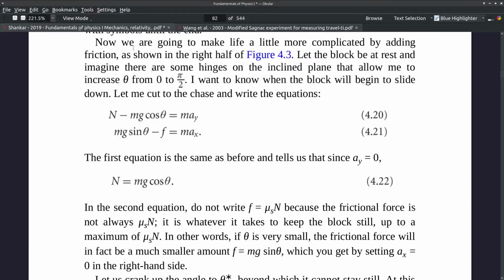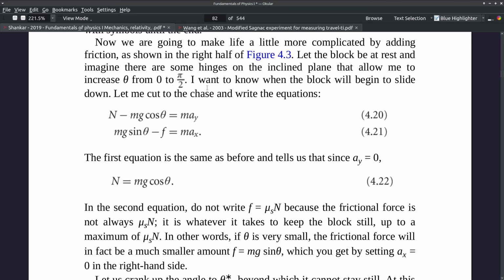Now we're going to make life a little more complicated by adding friction, shown in the right half of figure 4.3. Let the block be at rest and imagine there are some hinges on the inclined plane that allow me to increase theta from 0 to pi over 2.